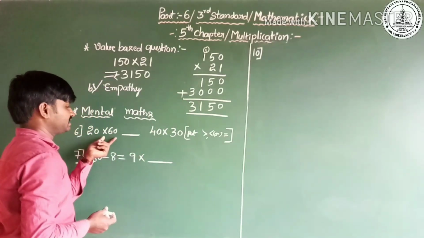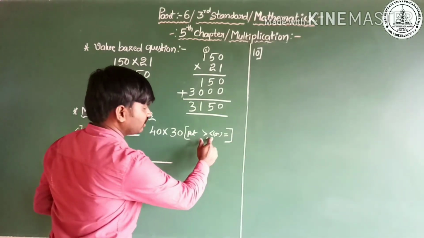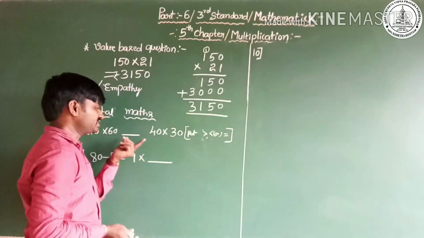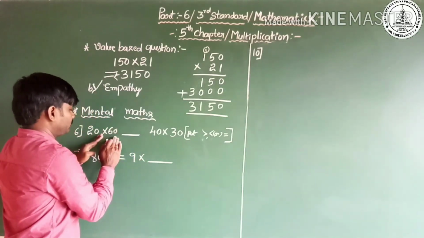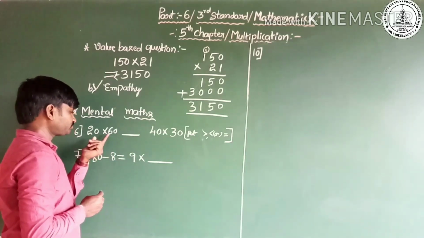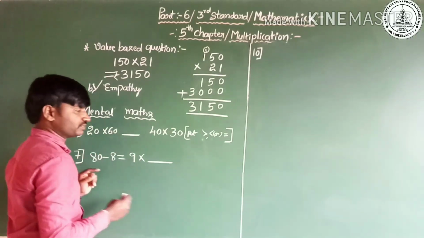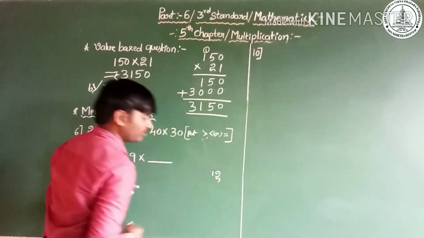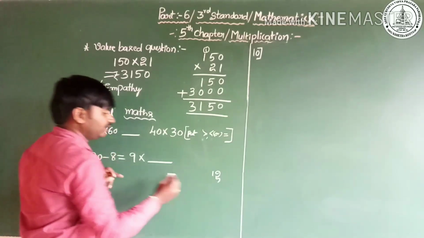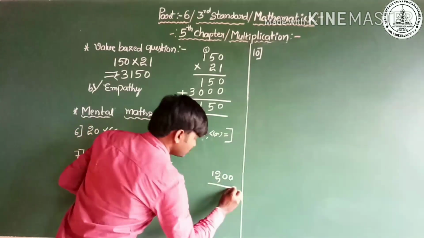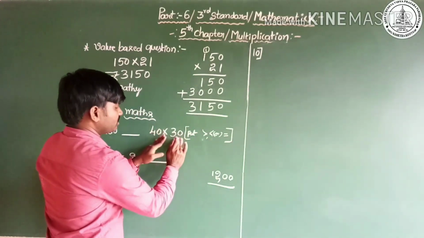Even 20 into 60 dash 40 into 30. Put less than, greater than or equal to sign. Which sign is coming here? You know, dear student, neglect zeros. 2 6s are how much, dear student? 6 2s are 12 or 2 6s are 12. Here how many zeros? Here 1, here 1. Totally 2 zeros. Answer is 1200.